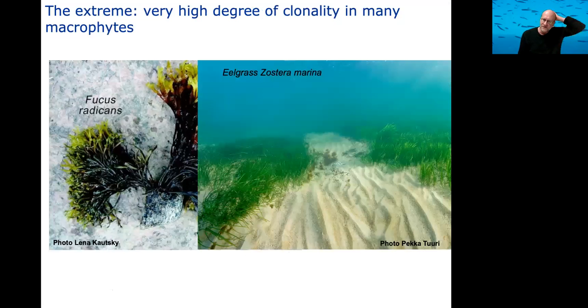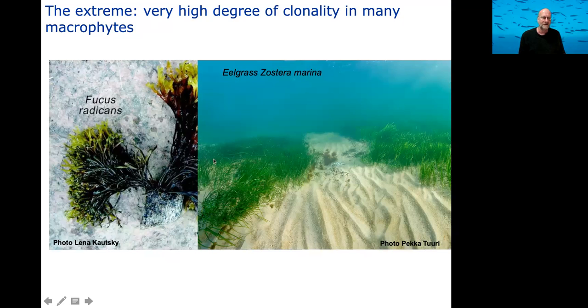In some cases, we even have the extreme situation that macrophytes, which are the foundation of many ecosystems, such as these Fucus bladderwrack species, are entirely clonal. So they don't do sex anymore, and they proliferate by vegetative growth. Fucus radicans has also been described as a new species that arose only by asexual reproduction. I'm not going into the discussion now if that counts as a real species, be that as it may. So in large proportions of the central and northern Baltic, we have the bladderwrack reproducing only asexually.